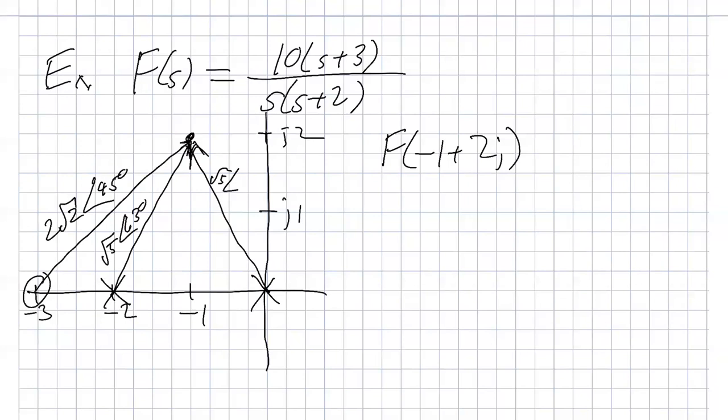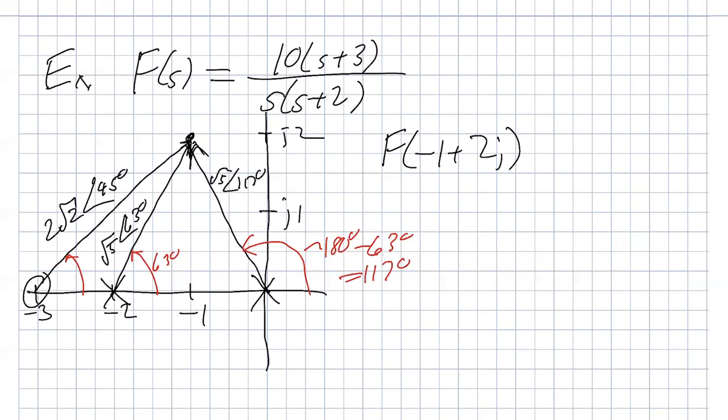The angle is the only difference here. Remember, we always measure angle from the positive real axis. So this is 45, that's 63. This angle here has to be 180 degrees minus 63, so it is 117 degrees.